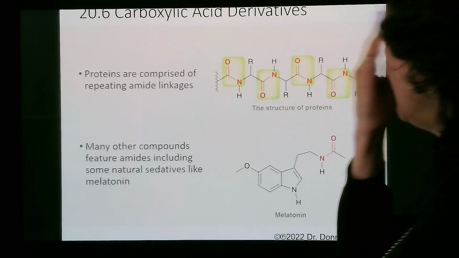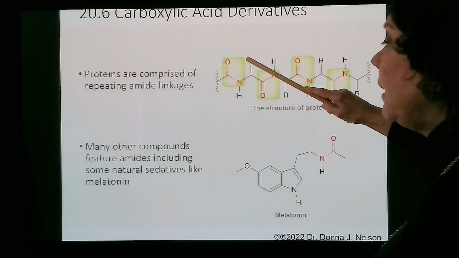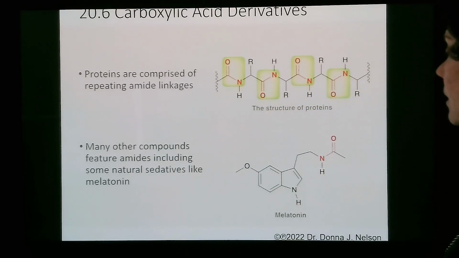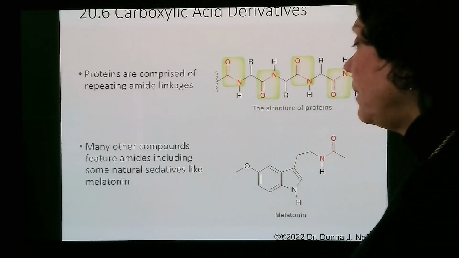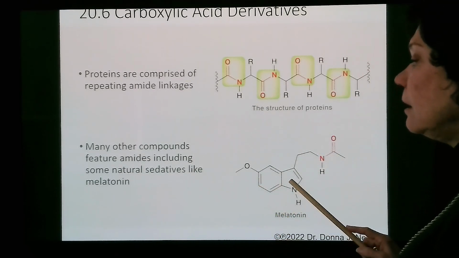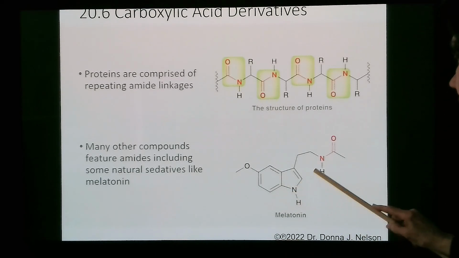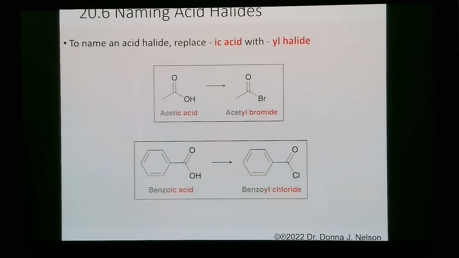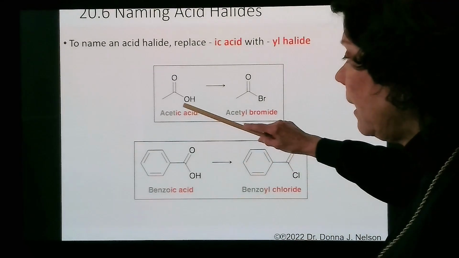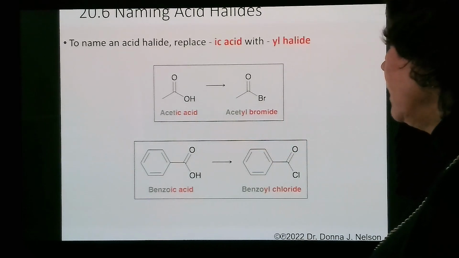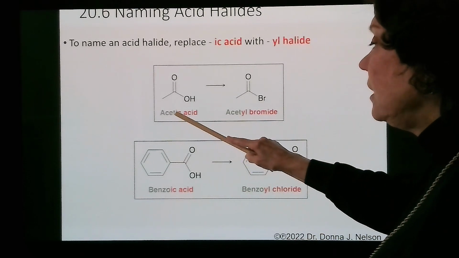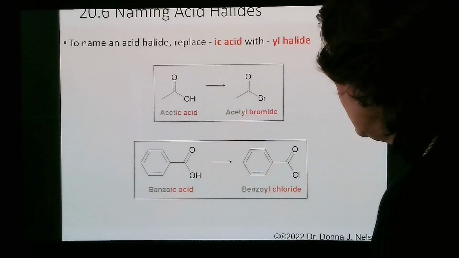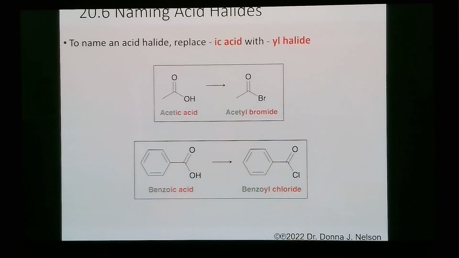So proteins are comprised of repeating amide linkages. You can see them here. The structure of proteins. Many other compounds feature amides, including natural sedatives like melatonin. Here you can see it. To name an acid halide, you replace the ic acid with yl bromide, for example. Acetic acid goes to acetyl bromide, or benzoic acid goes to benzoyl chloride here.